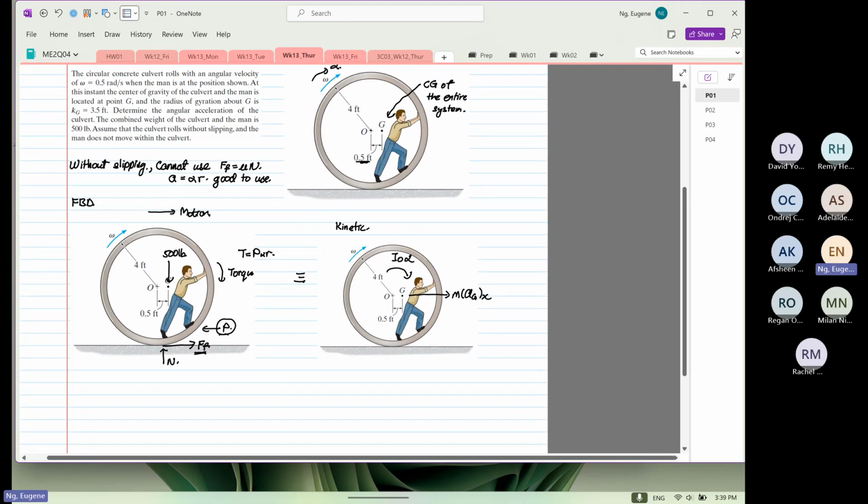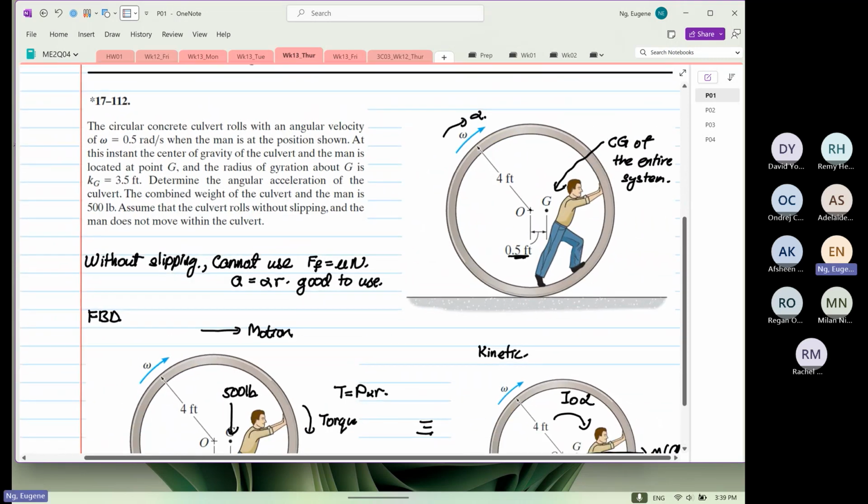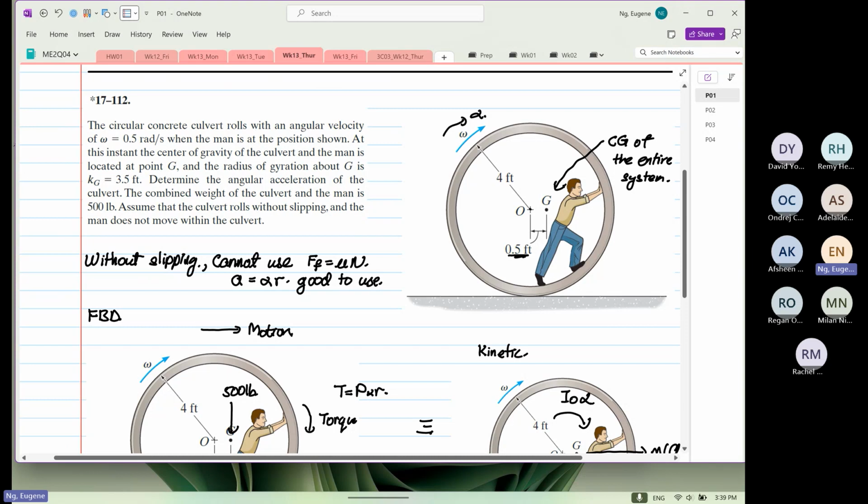So given the information that we are given, let's read the question again. The circular concrete culvert rolls with an angular velocity of 0.5 radians per second. So omega is equal to 0.5 radians per second. When the man is at the position shown, at this instant, the center of gravity of the culvert and the man is located at point G, and the radius of gyration about point G is 3.5 feet. This makes our life easy because we don't have enough information to calculate the mass moment of inertia. So given this information over here has been really helpful.